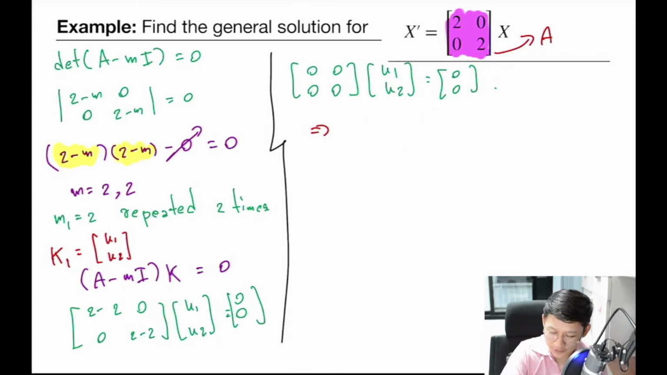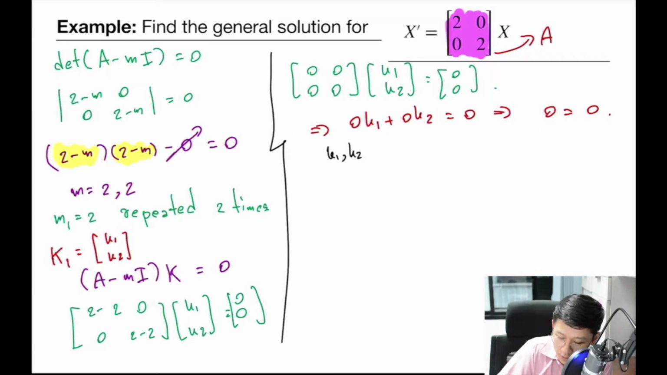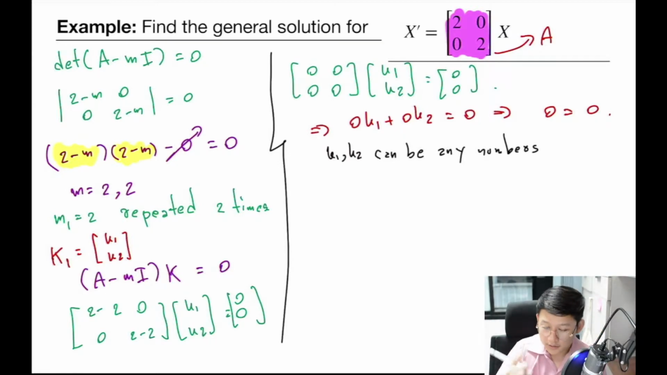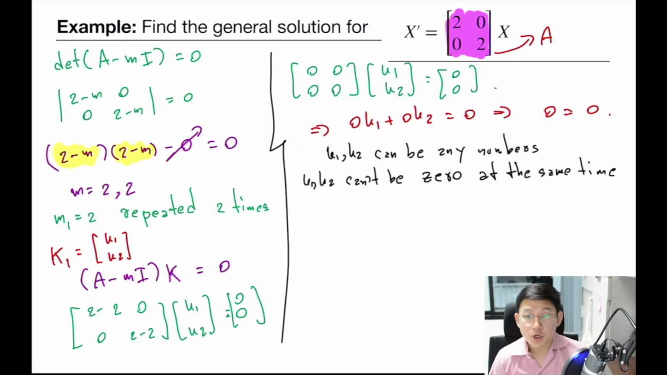For those who can't follow, here is 0 k1 plus 0 k2 equals 0, which means that 0 is 0. What does that mean? It means that k1 and k2 can be anything, right? Because if k1 is 5, k2 is 3, 5 times 0 plus 0 times 3 is still 0. It means that k1 and k2 can be any numbers, but k1 and k2 can't be 0 at the same time, okay? Because we don't want the vector k to be the 0 vector, right?